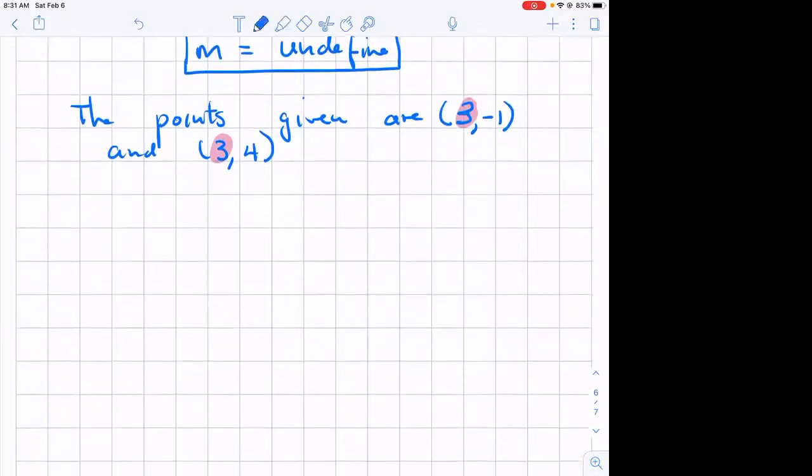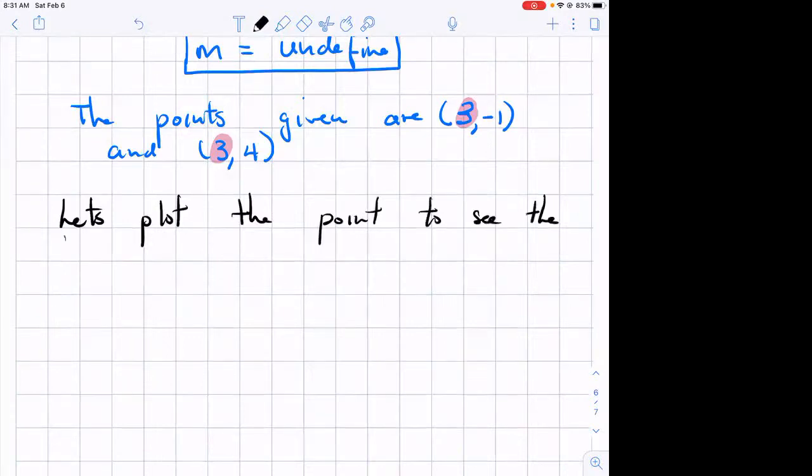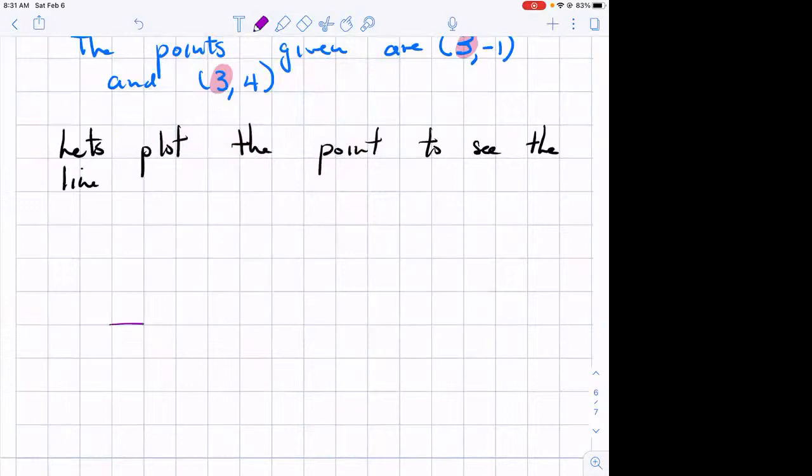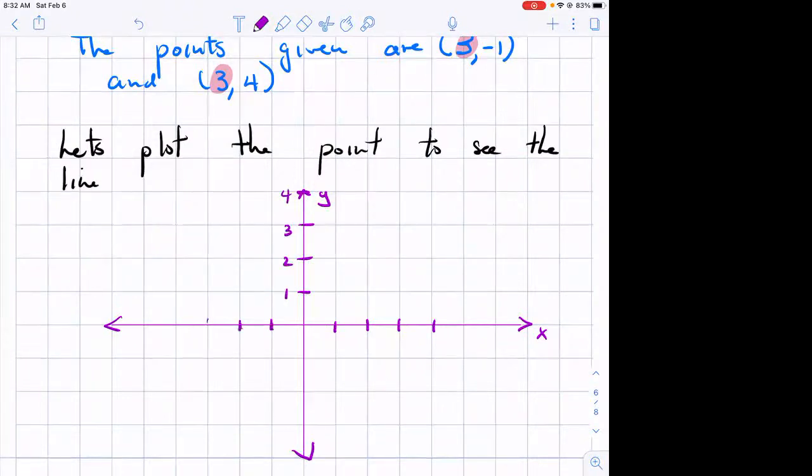Let's plot the points to see the line. If we do this, we have 1, 2, 3, 4. 1, 2, 3, 4. -1, -2, -3, -4.